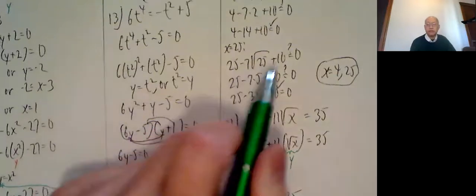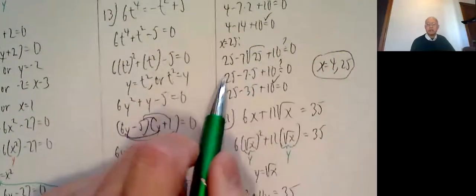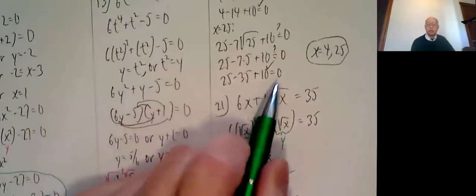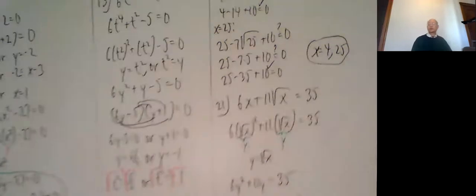Try 25 back here. 25 - 7 radical 25 + 10 = 0. 25 - 7 times 5 + 10 = 0. 25 - 35 + 10 = 0. It checks. My solutions are indeed 4 and 25.